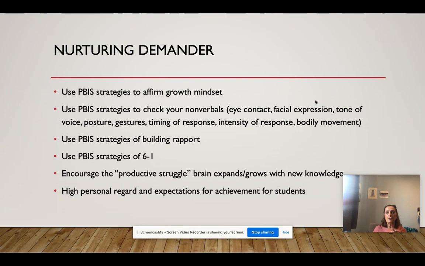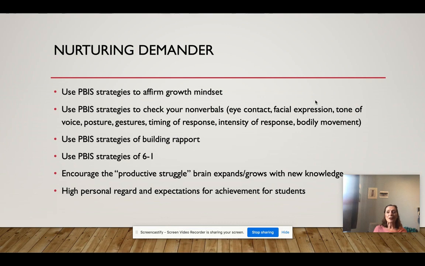Use that PBIS strategy of 6 to 1, 6 positives to 1 redirection. You want to make sure that you're acknowledging them. You're going to have to redirect them, okay? They're learning and they're going to mess up and they're sometimes going to bug other kids or they're not going to be focused or something, right? Your job is to really acknowledge what you see that they're doing right and make a big deal out of that. That's what will stick with them.